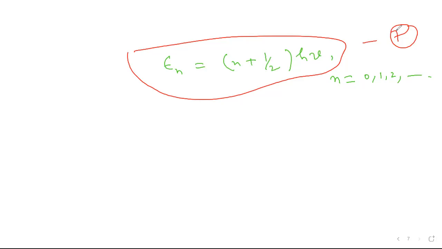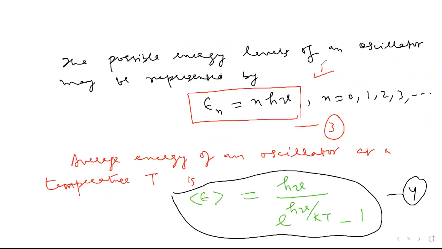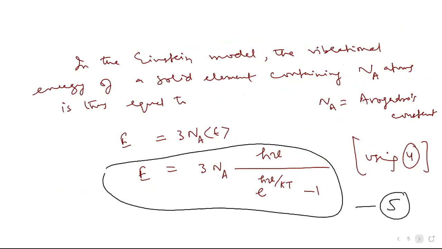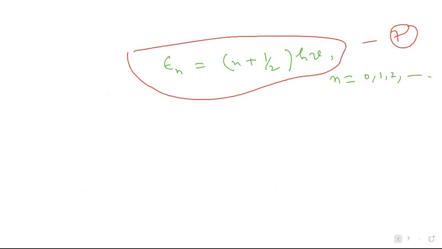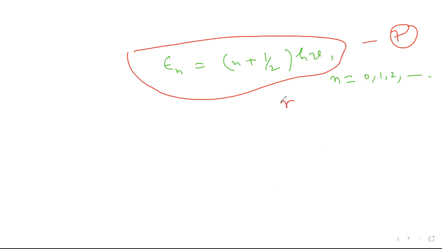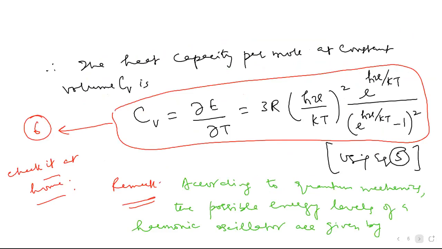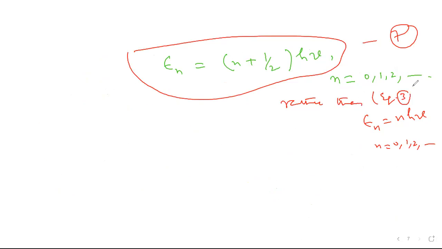I repeat, according to quantum mechanics, the possible energy levels of a harmonic oscillator are given by this, rather than En equal to n h nu, where n is 0, 1, 2, 3, and so on, which is our equation 3.